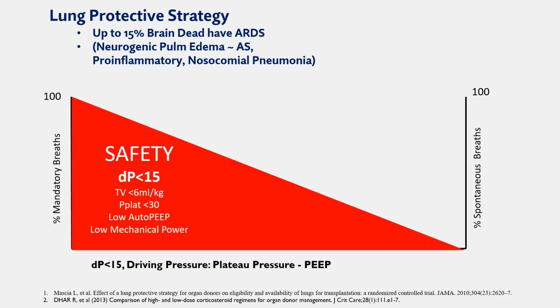When you talk about the safety phase, we need to make sure the driving pressure is less than 15. Driving pressure is the plateau pressure minus PEEP. Tidal volume should be less than 6 ml per kilo, plateau pressure less than 30, and low auto PEEP and low mechanical power. Mechanical power is a little bit complicated, but it's okay. Most of the time we don't measure it. Another strategy that can be done is to use the CPAP used for apnea test in case the patient has worsening oxygenation or worsening lung function. CPAP used for apnea test may also protect the lung from atelectasis and may improve the graft outcome for lung procurement.